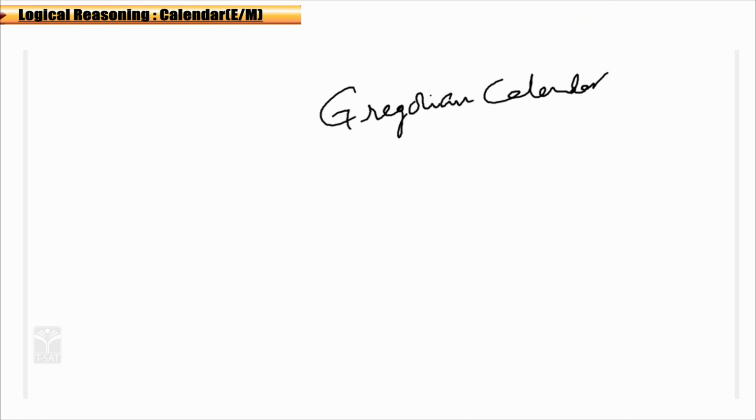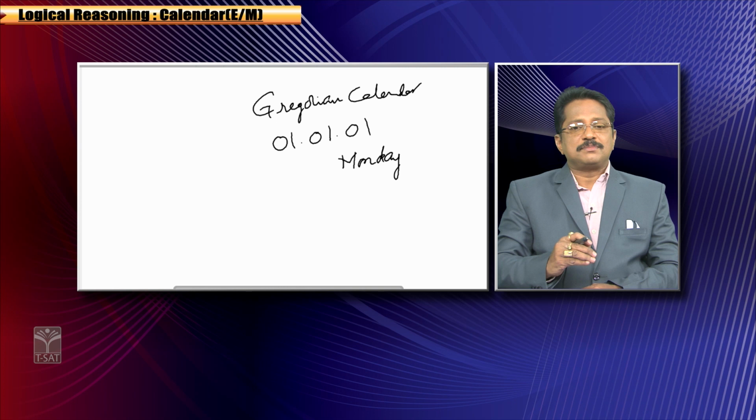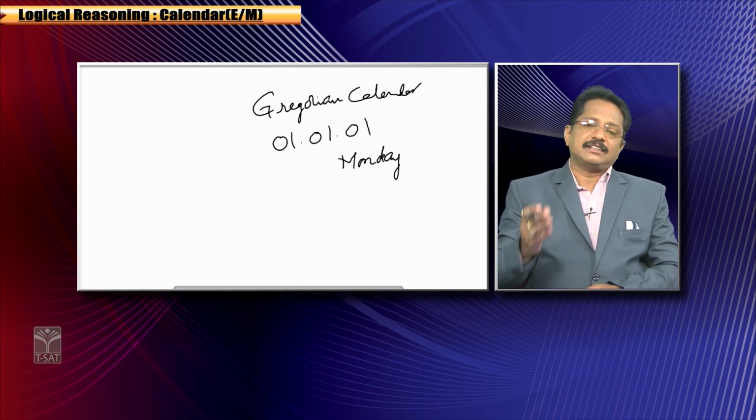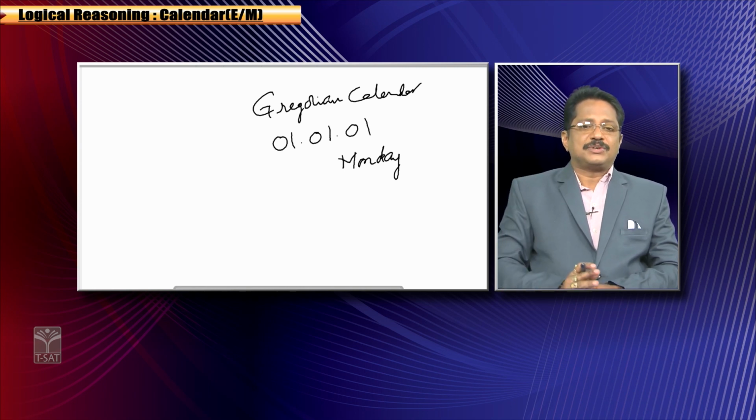Okay, generally, what is the name of the calendar? What kind of question will come in the examination? It is very simple: the Gregorian calendar. That is 01, 01 and 01, meaning the first day of the first month of the first year is Monday. The Gregorian calendar is fixed this way: the first day, first month of the first year is Monday, then the remaining days follow from it. In this manner, the calendar was prepared.